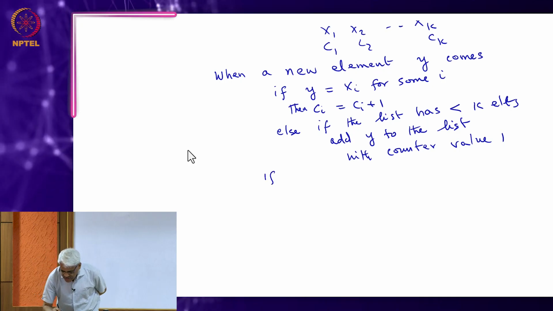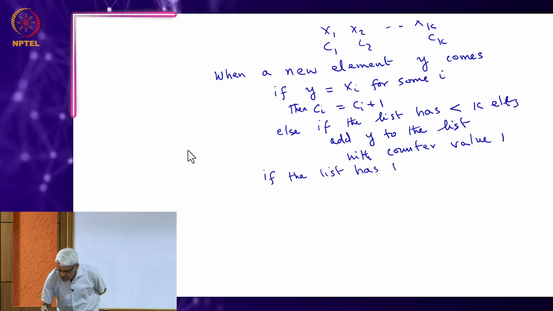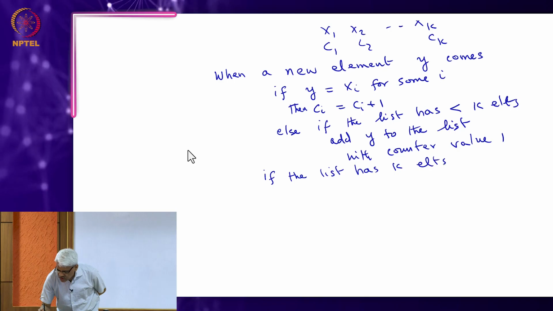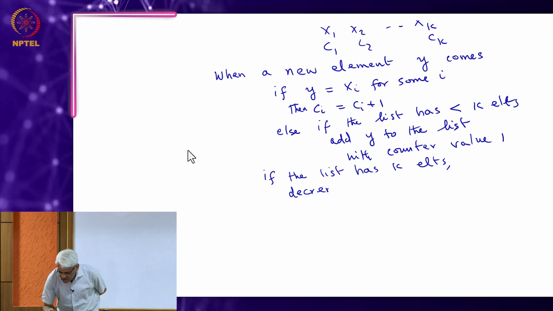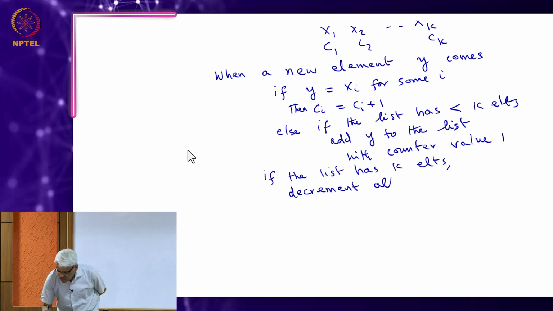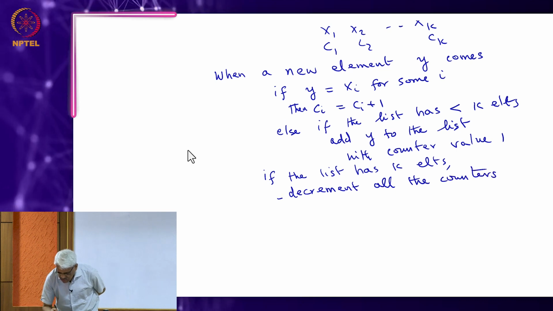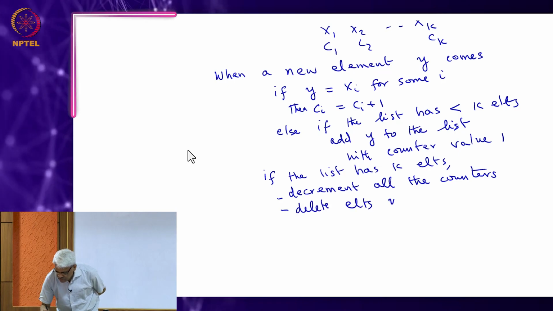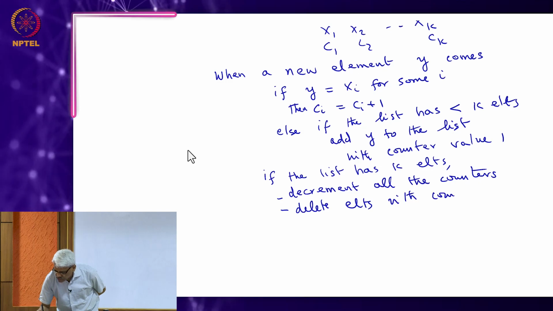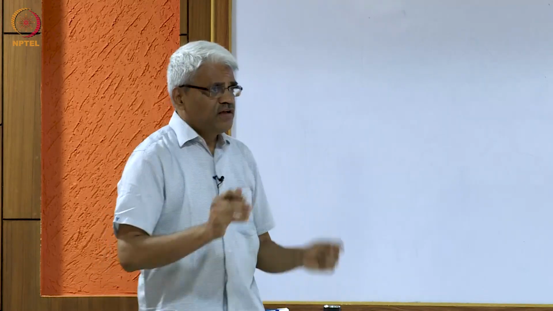And if the list, this is the interesting thing, if the list at any point has k values, decrement all the counters and delete elements with counter value 0. Okay, so it's very similar to that majority algorithm.